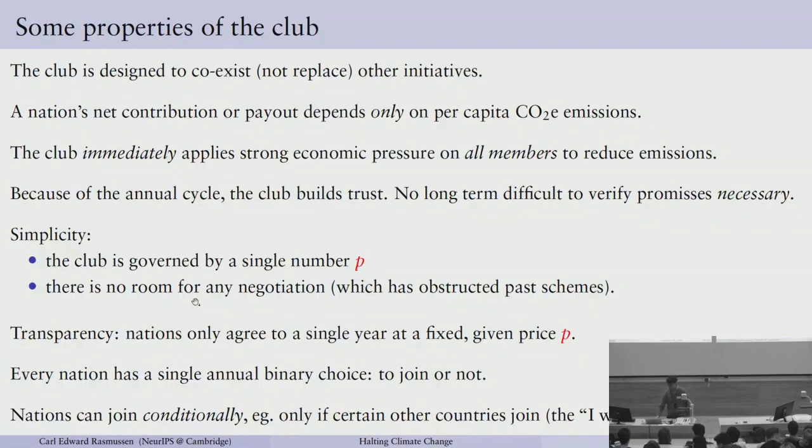Thirdly, there's transparency, right? So everything is open. Everything is clear from the start. You know what the price is going to be, so you're not saying yes to something which is not out there in the open. Also, another thing which I think is important is that nations can join conditionally, right? Britain could say, well, we'll join, but only if Germany and France also join, right? And maybe they could say the same thing, and then we could resolve that. Okay, they all join, or they all don't join.